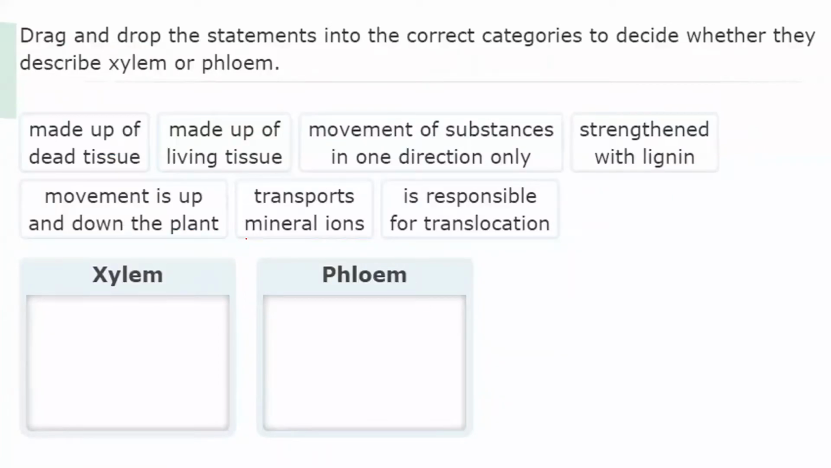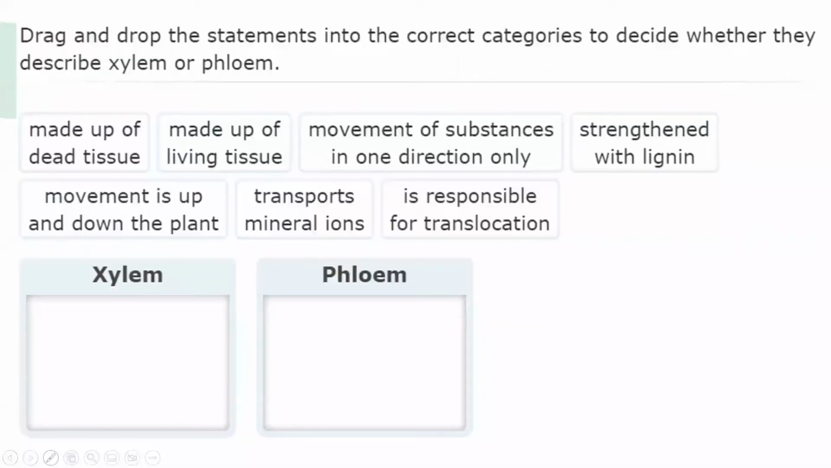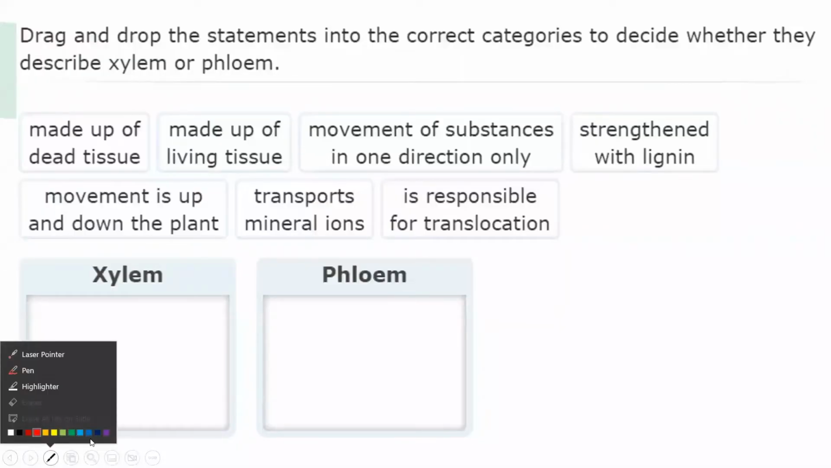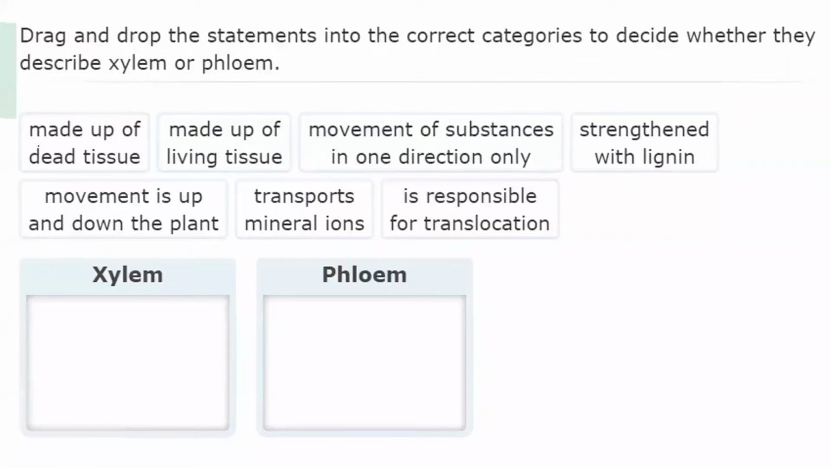So this is another one to think about: drag and drop the statements into the correct categories where they describe phloem and xylem. Made up of dead tissue. Think about which one was made up of dead tissue. So you've got the xylem. I'd encourage you to write this out fully when you do it. Made up of living tissue, the phloem.